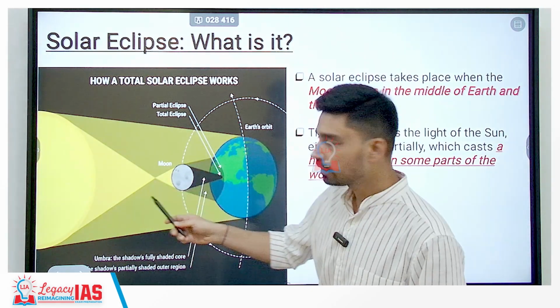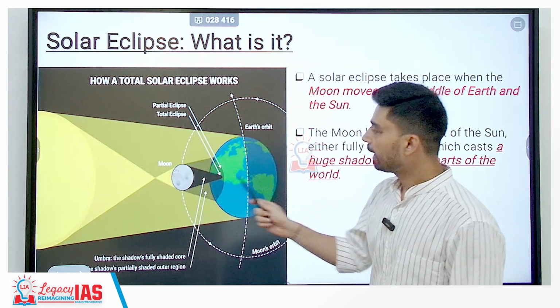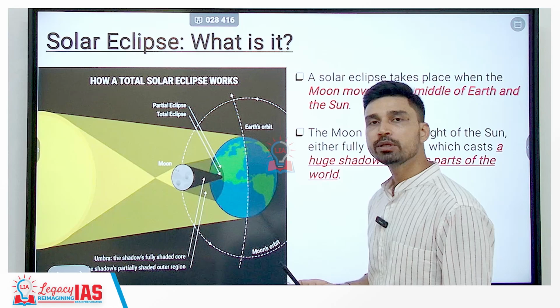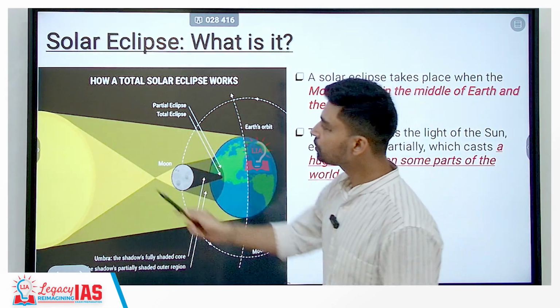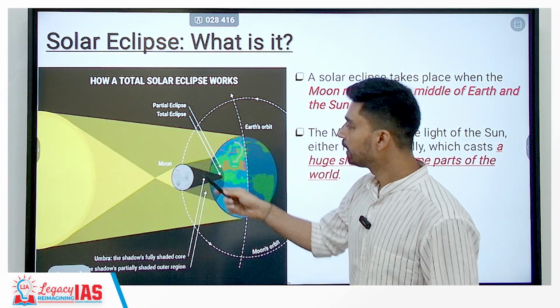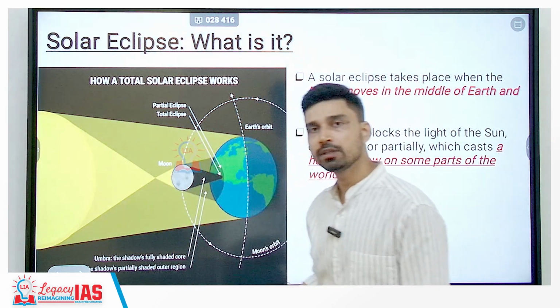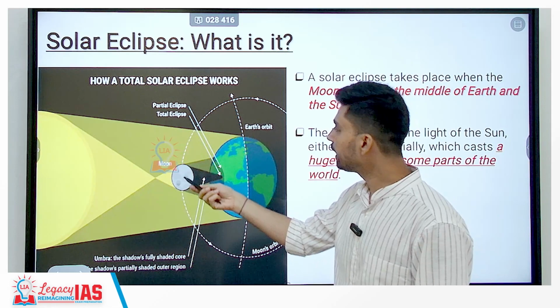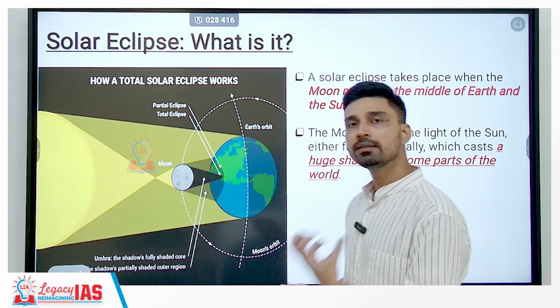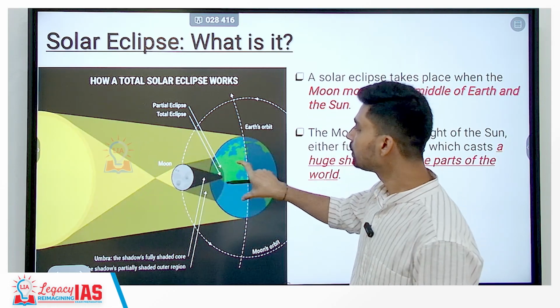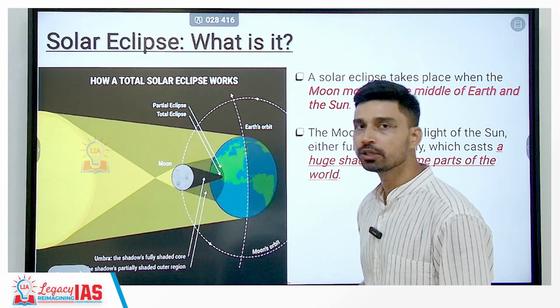This is our sun and here is our earth, and the moon is now lying in between the sun and the earth. Due to this, the light that is coming from the sun is incident on the face of the moon, which is on the other side from the earth. And due to this, the entire area which is covered by the moon will see the shadow of the moon falling on the earth's surface.